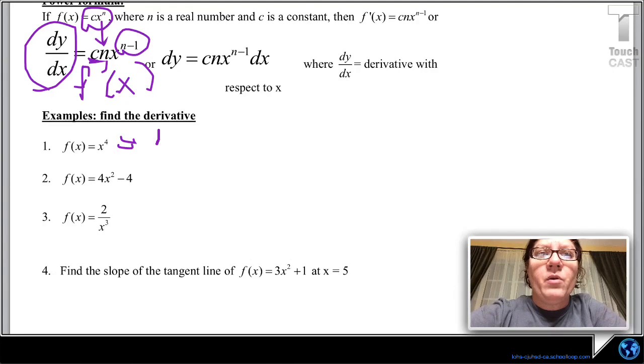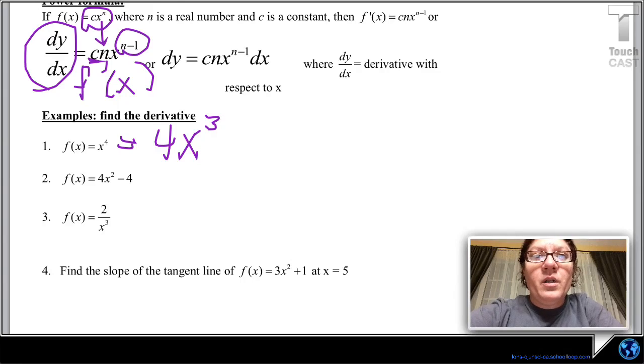So I would bring the power down in front, multiply by the coefficient, which is 1, and then decrease that power by 1, so now I have 4x cubed. And for the next one, I have to do each term separately, like I was up above. And so on the first one, if I bring the power down, I'll have 8, because I'll have 2 times the 4 in front. And then I'll decrease the power by 1, so it'll be 8 to the first.